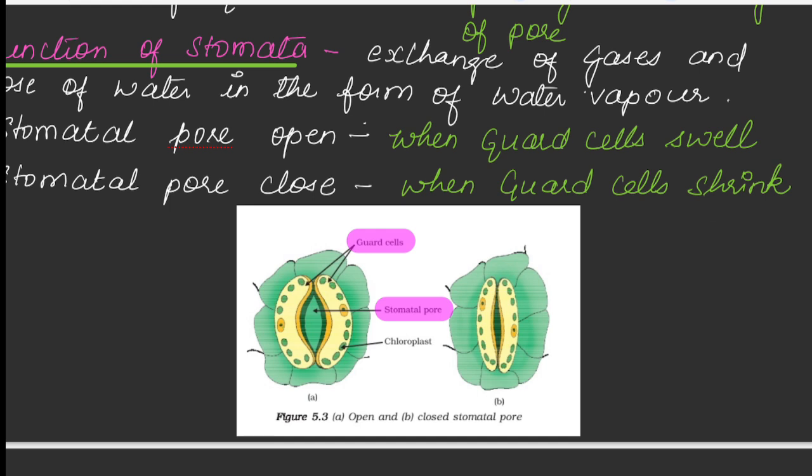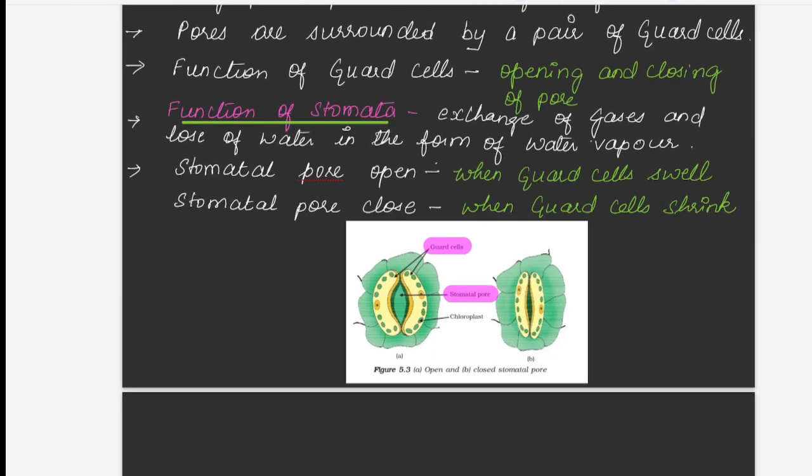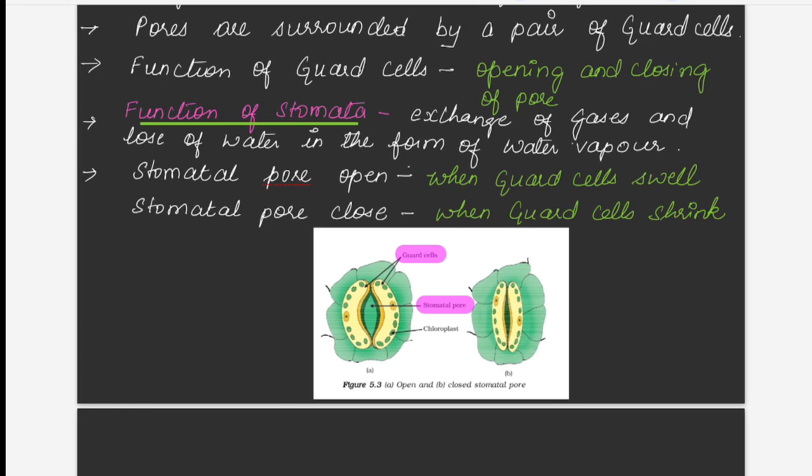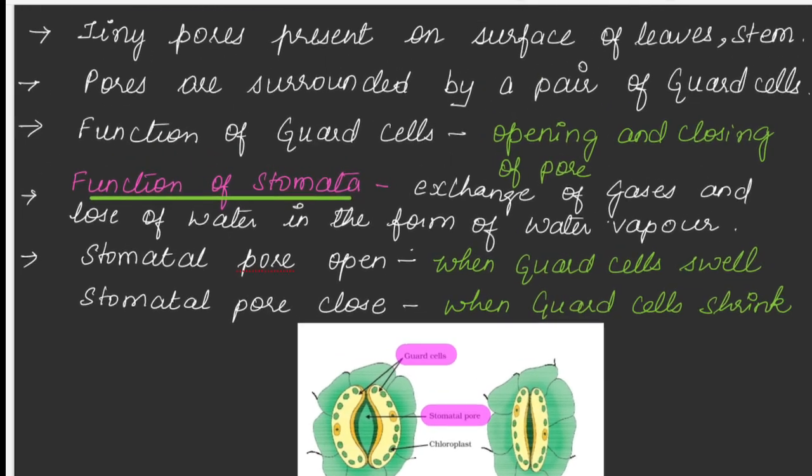when these guard cells are going to shrink is when water goes out of the guard cell. So if water is going out of the guard cell, what happens? These guard cells will shrink. When it is shrinking, this stomatal pore will close. So this is about the opening and closing of the stomata.